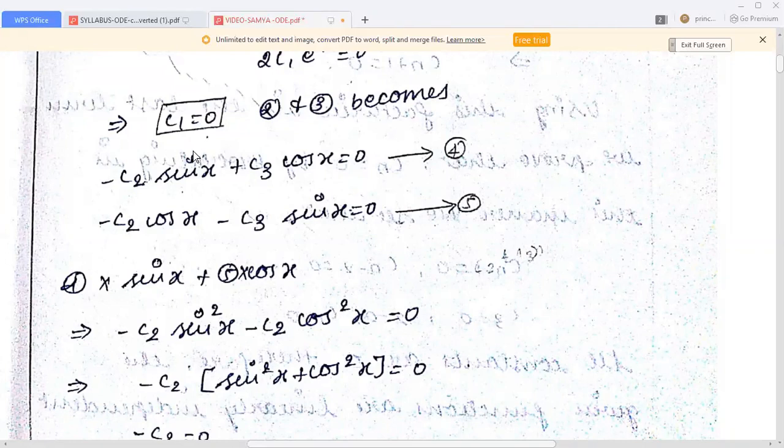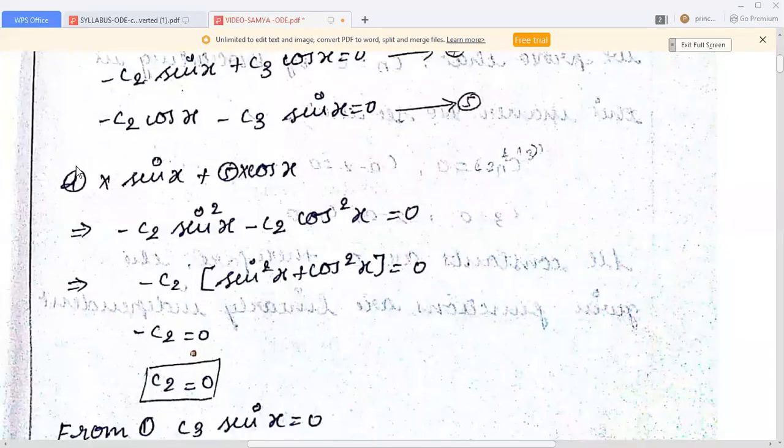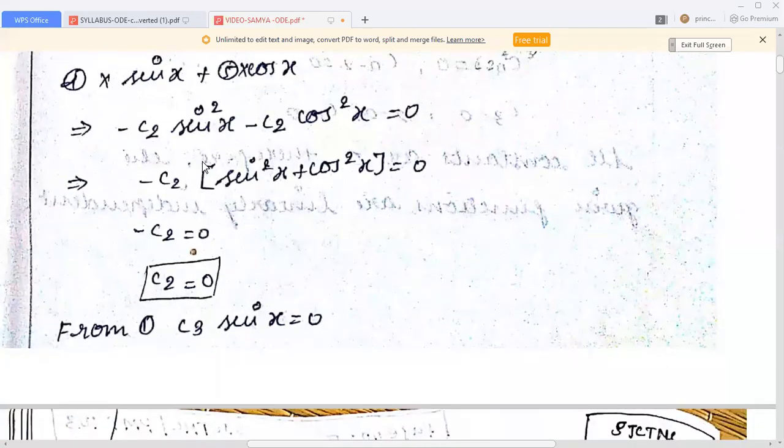This can be taken as equation number 4. Minus c2 into cos x minus c3 into sin x equal to 0. This can be taken as equation number 5. Solving these 2 equations 4 and 5, equation 4 is to be multiplied by sin x plus equation 5 is to be multiplied by cos x, then we get this result.